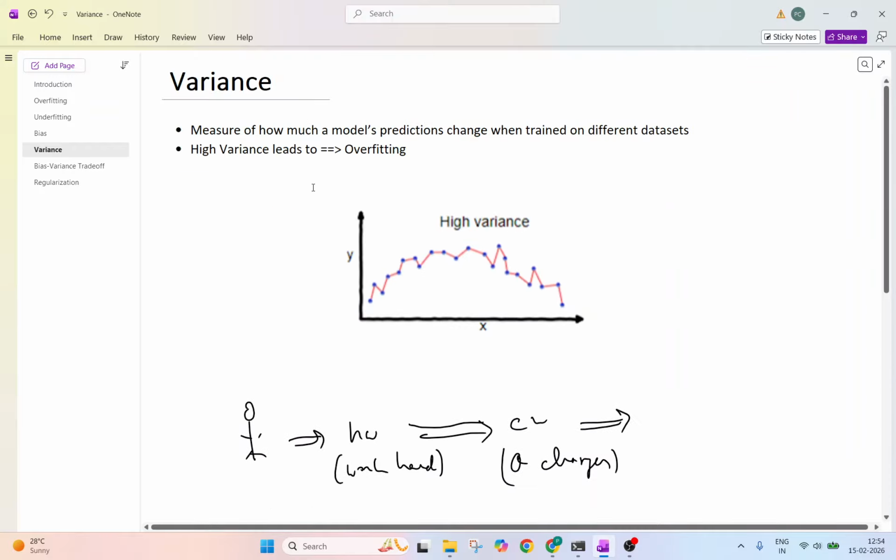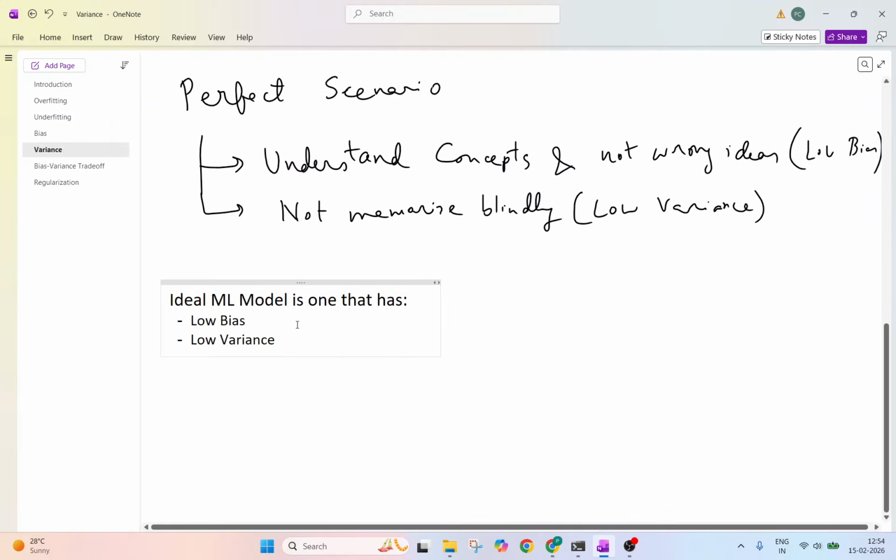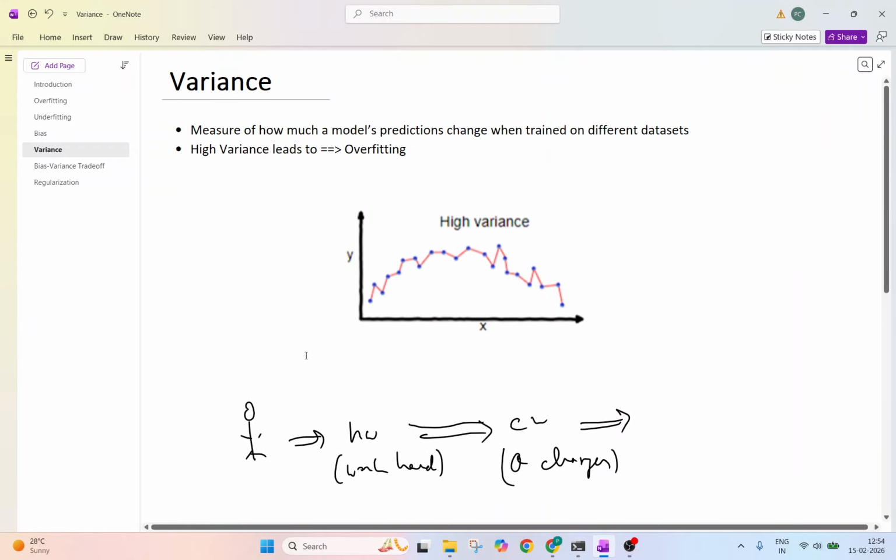Variance is when the model changes its prediction too often with changes in data sets. That is, it overfits the data given to it without understanding the underlying concepts. It tries to memorize the data points. So high variance leads to overfitting. And in our ideal situation, the model should have low bias and low variance. But as I mentioned, this is hard to achieve in the practical world.